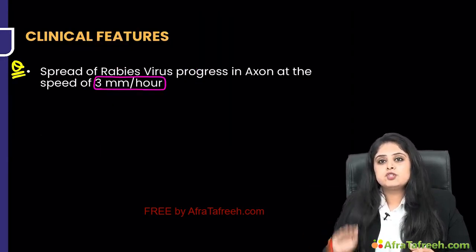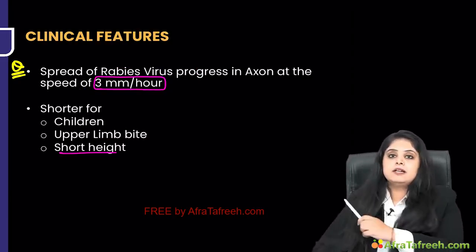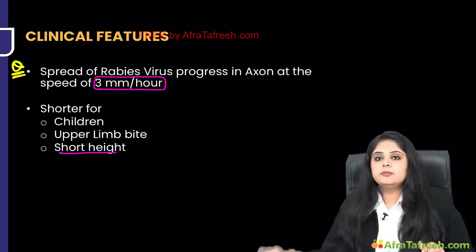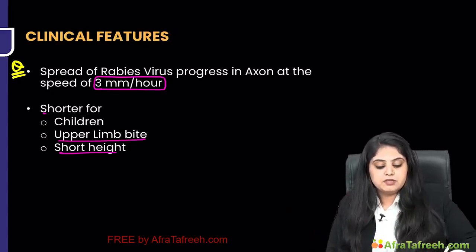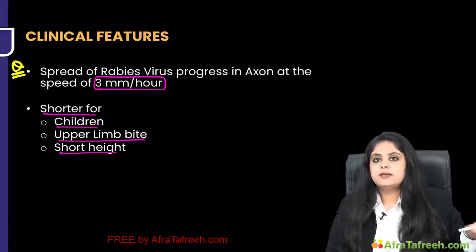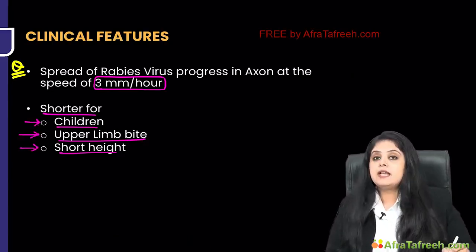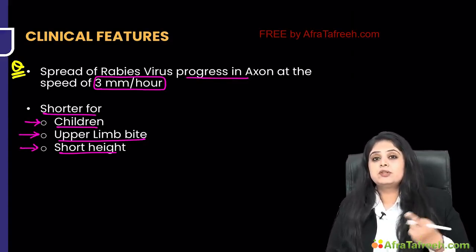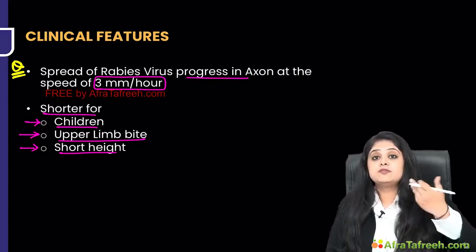But if a person is short-heighted, or if the bite occurred on the upper limb, the timing to reach the brain is lesser. From the lower limb reaching the brain takes too much time. From the upper limb reaching the brain is lesser, right? So for the upper limb, the spread time will be shorter. Children are small heighted, so in them the spread time will be shorter. So remember, for children, short heighted people and upper limb bites, the progress is going to be faster for the virus to move up because it's not going to have so much distance to travel.